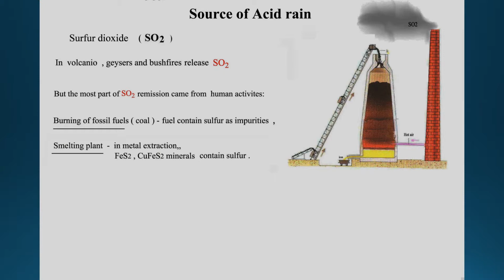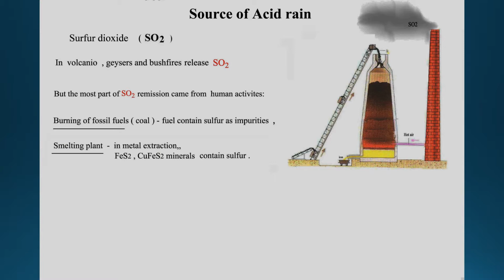Now let's talk about sulfur dioxide. Naturally, it could come from volcanoes and geysers, and this is the natural way to release sulfur dioxide. But most sulfur dioxide comes from our human activities. Keep in mind one thing: anything you dig up from underground very often will have high sulfur content.